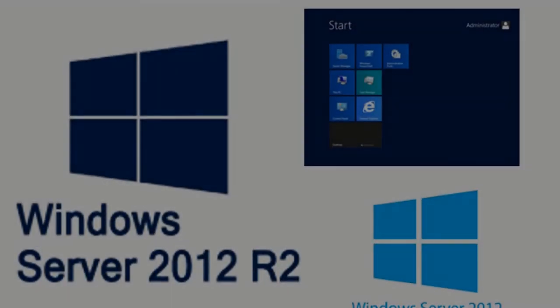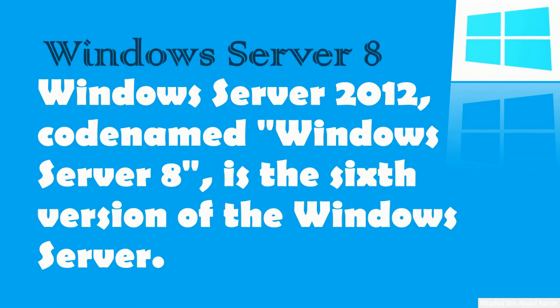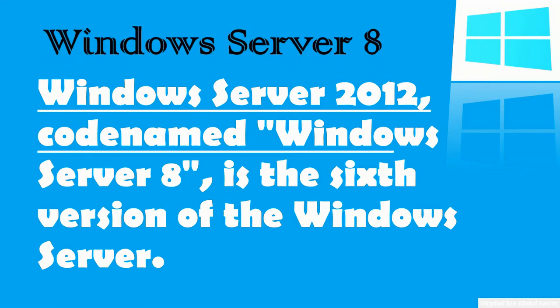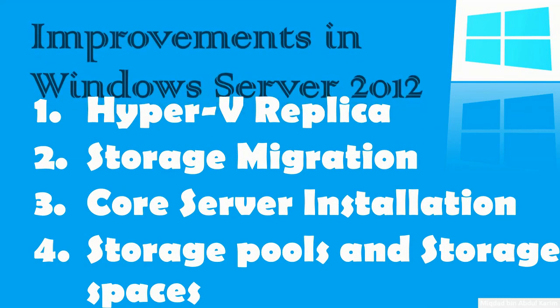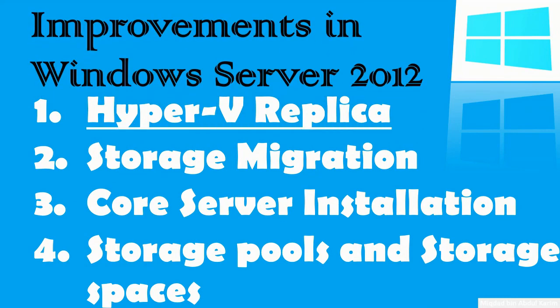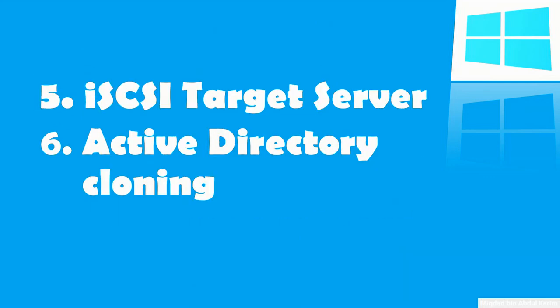In this video, we'll discuss Windows Server 2012 features. Windows Server 2012, codenamed Windows Server 8, is the sixth version of Windows Server. Improvements in Windows Server 2012 are Hyper-V replica, storage migration, core server installation, storage pools and storage spaces, iSCSI target server and Active Directory cloning.